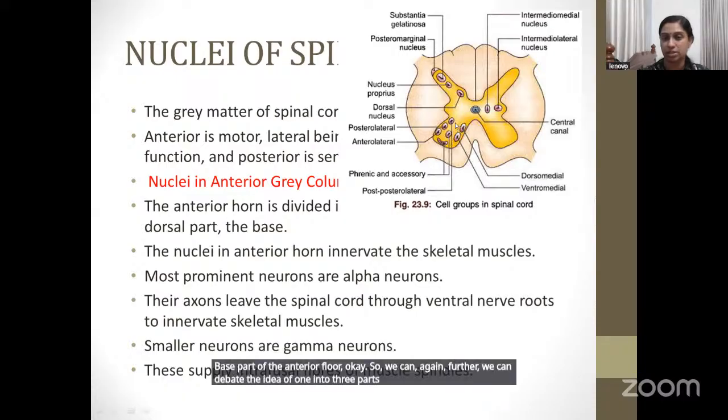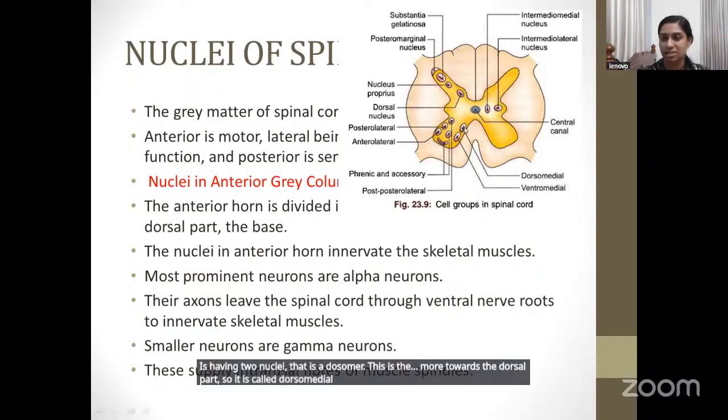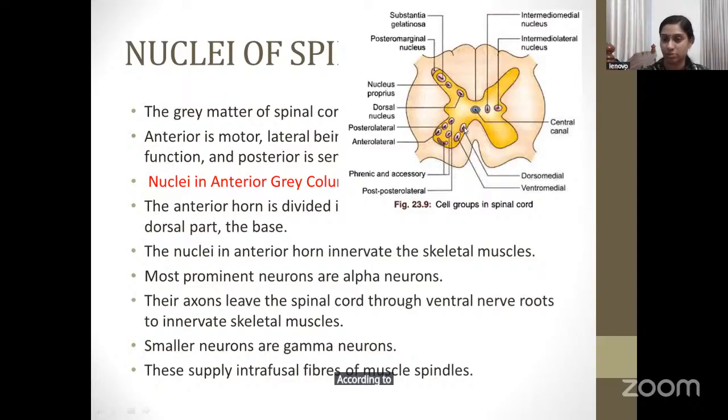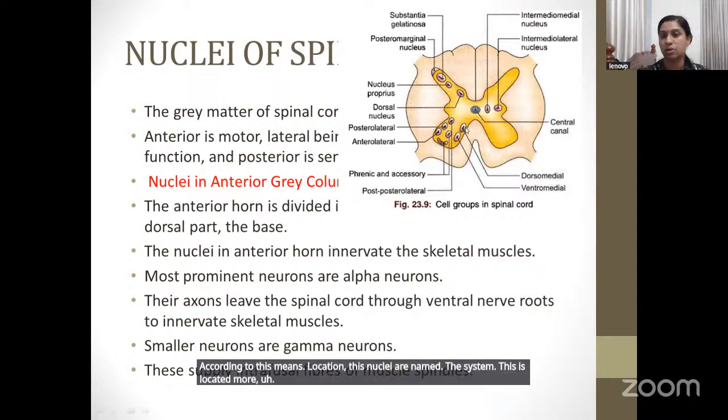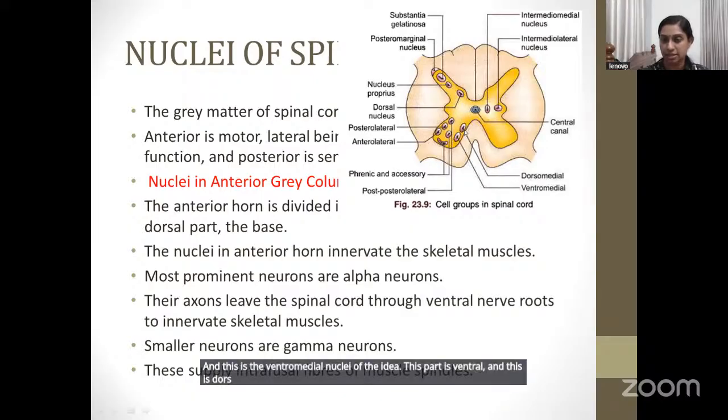This is the medial part, this is the central part, and this is the lateral part. The medial part has two nuclei, the dorsomedial and the ventromedial. This one is more towards the dorsal part, so it is called the dorsomedial nucleus. According to location, these nuclei are named. This is located more dorsally and medially, so it is the dorsomedial nucleus of the anterior horn, and this is the ventromedial nucleus of the anterior horn. This part is ventral and this is dorsal, and hence they are named like this.